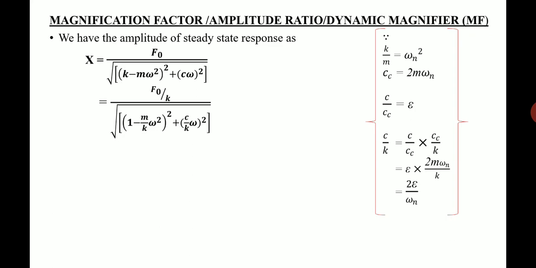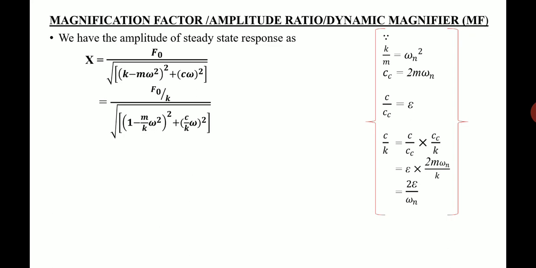So we know that k by m is equal to omega n square. We also know that Cc, critical damping, is equal to 2m omega n, and damping ratio epsilon is equal to C by Cc. If so, C by k can be written as C by Cc into Cc by k, where C by Cc, as we know, is the damping ratio.